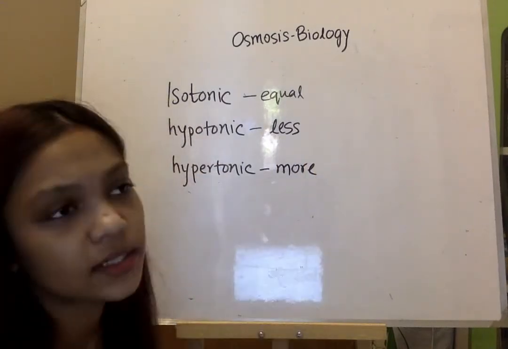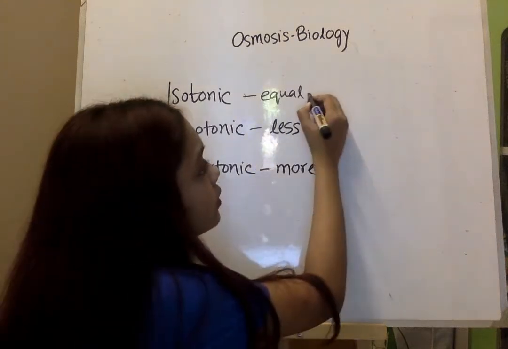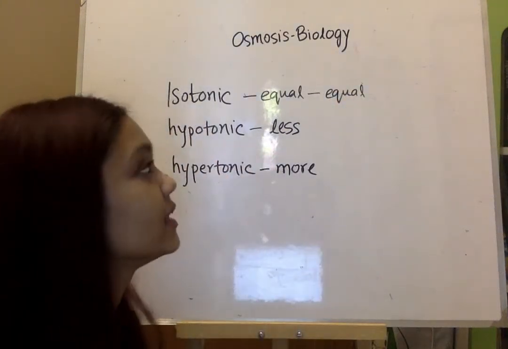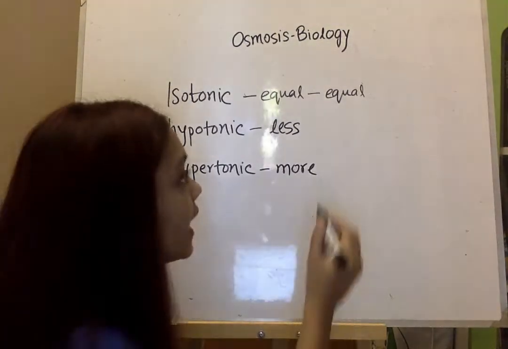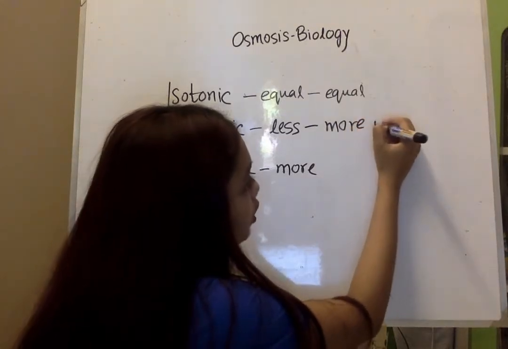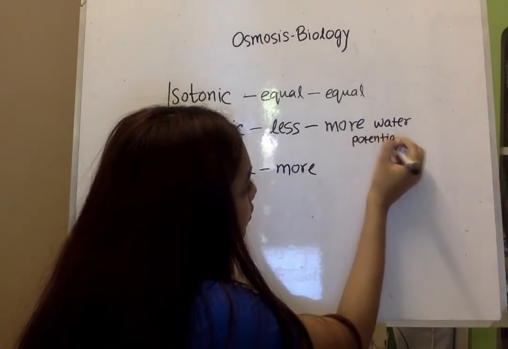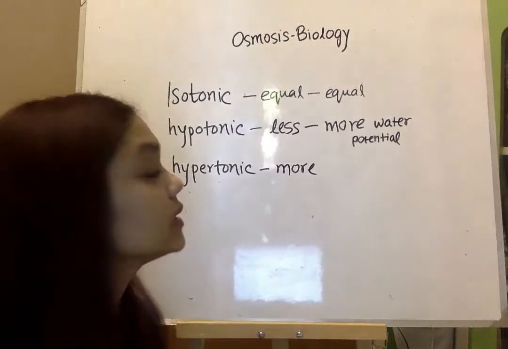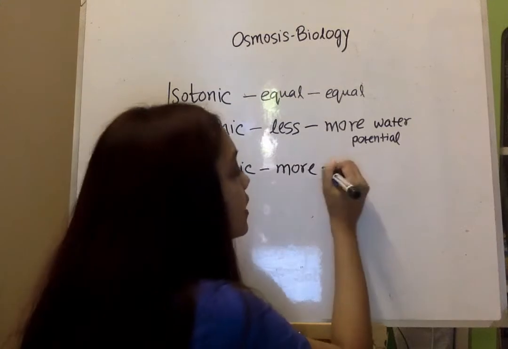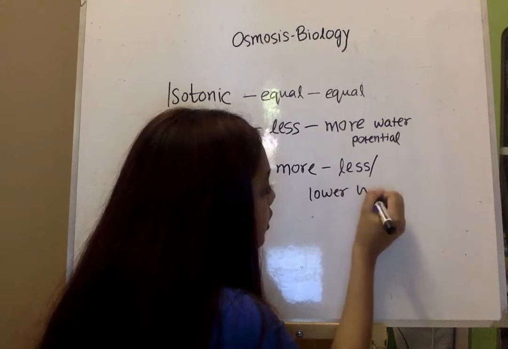So in an isotonic solution, when it has an equal concentration, it means that there is also equal water potential. In hypotonic, it has less concentration, which means that it has more water molecules, which means more water potential. Hypertonic means that there is more concentration, which means fewer water molecules and thus lower water potential.